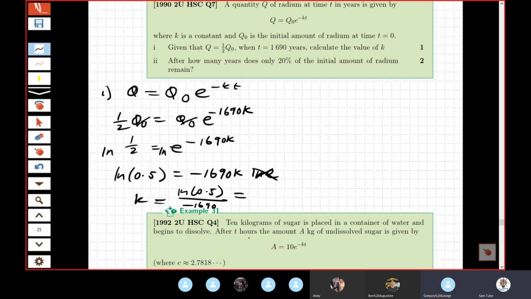Plug it into your calculator. It has to be ln. Don't put log. You'll get a different answer.